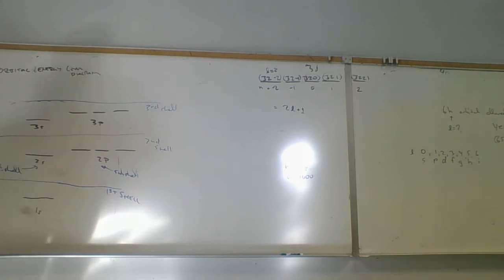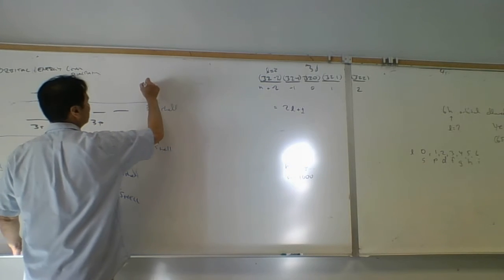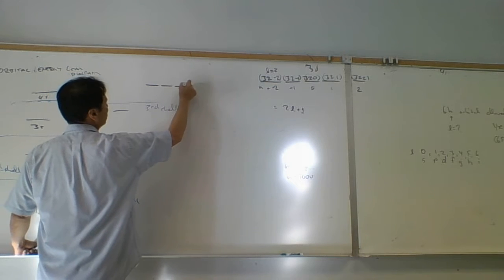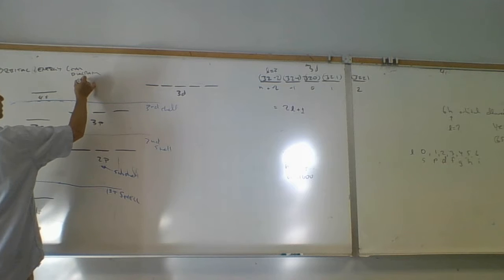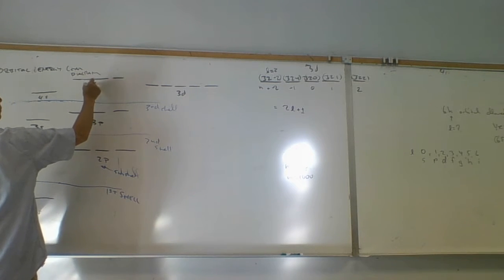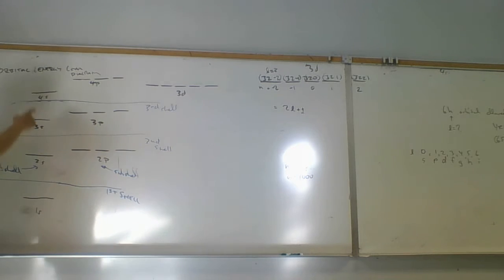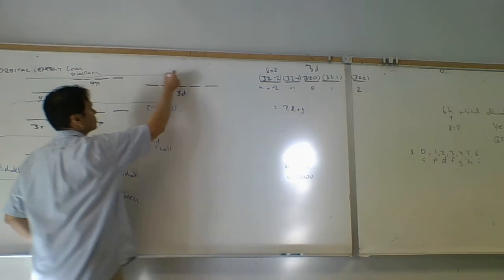And then in the fourth shell, it's going to be interesting. It's just going to be the 4s and then the 3d. There are 5 of them. And then the 4p. There are 3 of these. And so it's going to go like this: 4s, 3d, 4p in terms of the energy. And this would be the fourth shell.